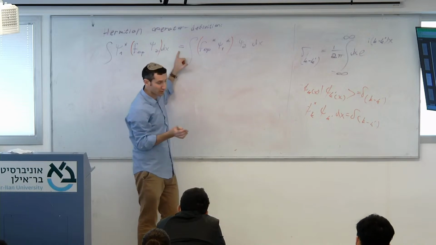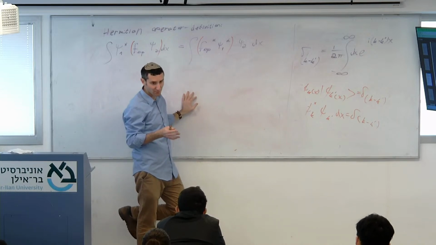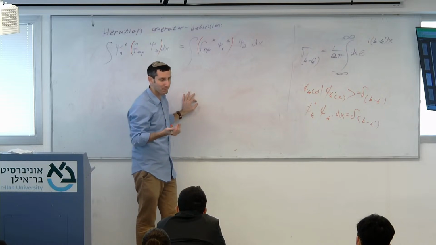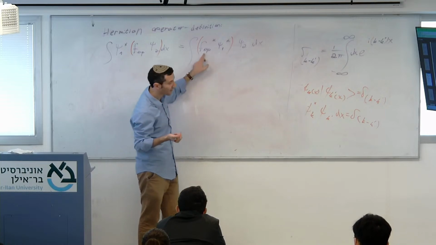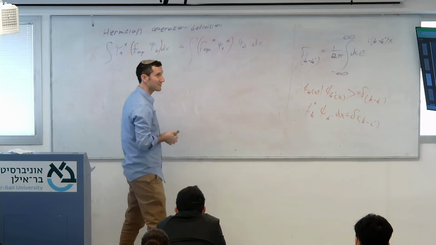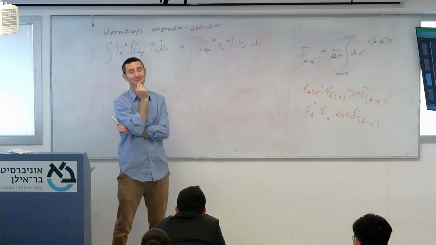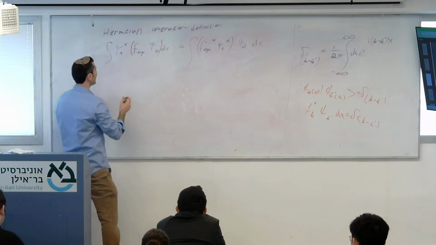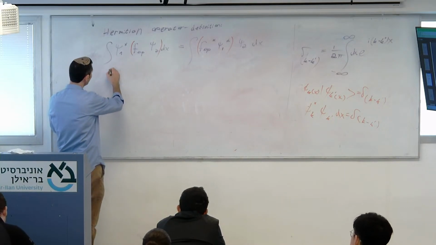If this is true, and it's not always true, then I define this operator as a Hermitian operator. Let's take an example. Let's talk, for example, about the momentum operator. That's a good idea. Let's show it for the momentum operator.